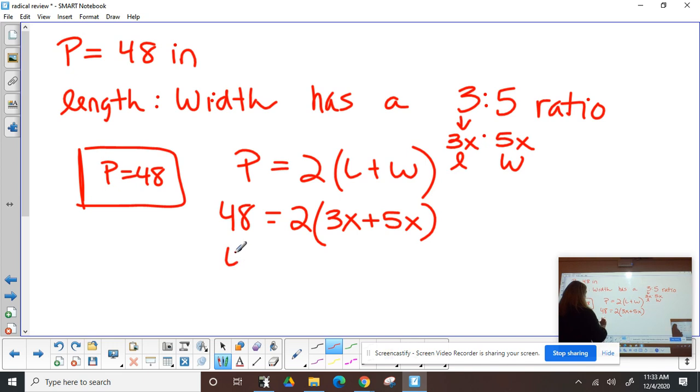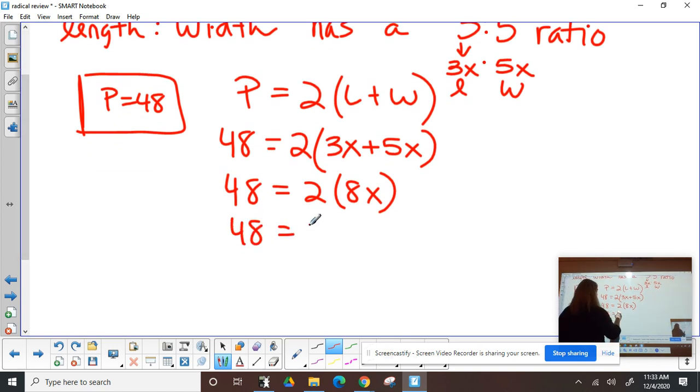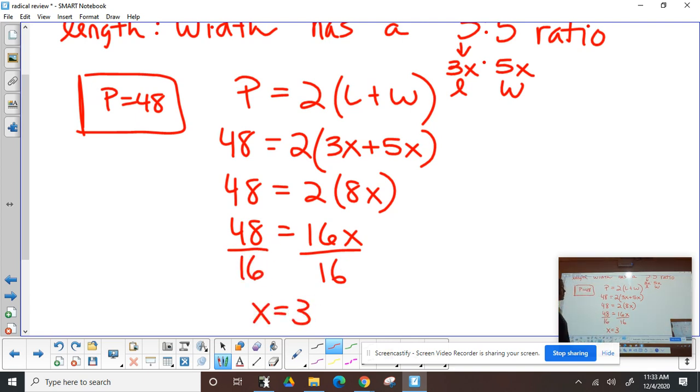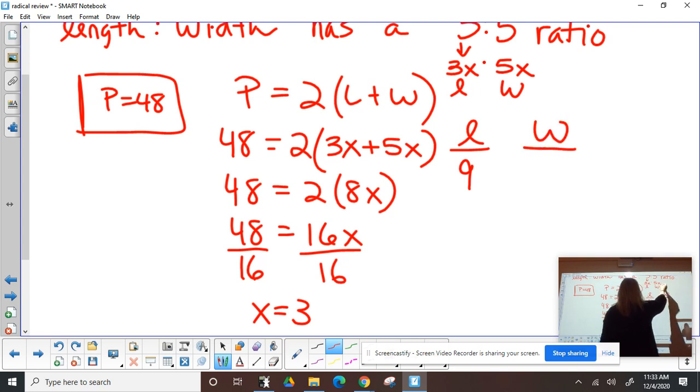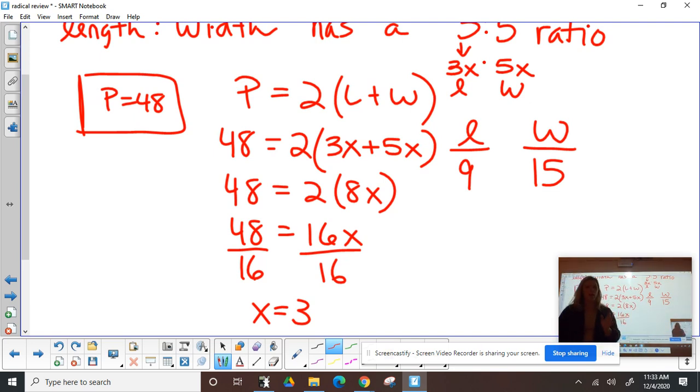So I'm going to add 3x and 5x together to get 8x, and then multiply that by 2 to get 16x. And then I would divide by 16 to get x equals 3. So what that tells me is that x equals 3, the length is 3 times 3, which is 9, and the width is 5 times 3, which is 15. And when you plug that in, that should work for the perimeter. You might have gotten it right, but if not, that's how you set it up.